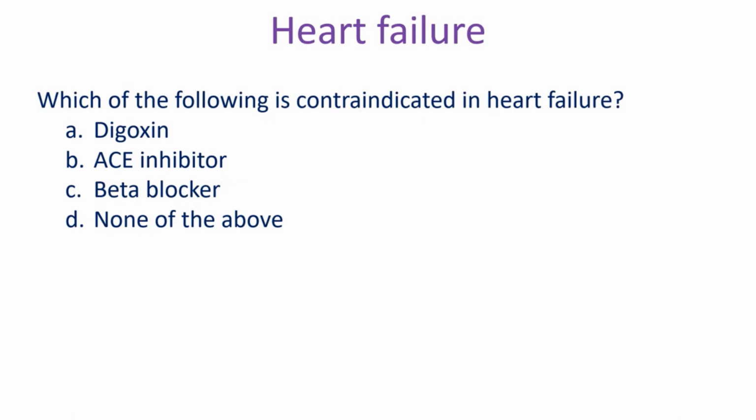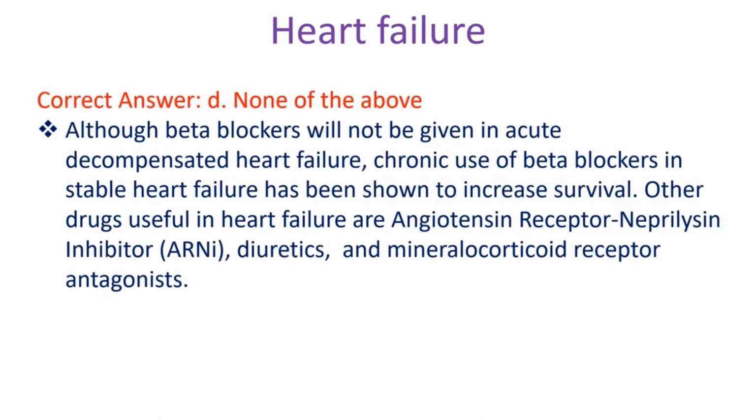Which of the following is contraindicated in heart failure? A. Digoxin, B. ACE inhibitor, C. Beta blocker, D. None of the above. Correct answer D. None of the above. Although beta blockers will not be given in acute decompensated heart failure, chronic use of beta blockers in stable heart failure has been shown to increase survival. Other drugs useful in heart failure are angiotensin receptor neprilysin inhibitor ARNI, diuretics, and mineralocorticoid receptor antagonists.